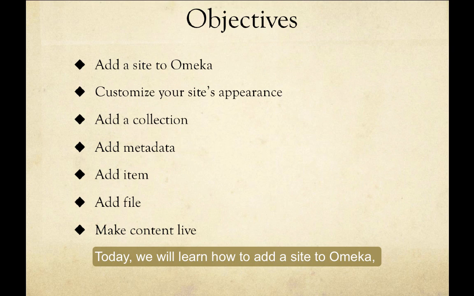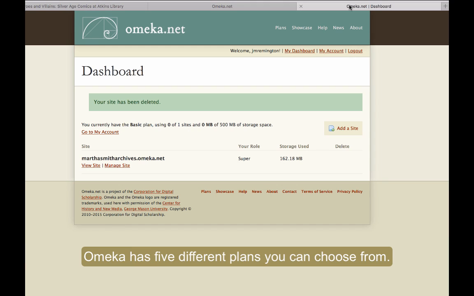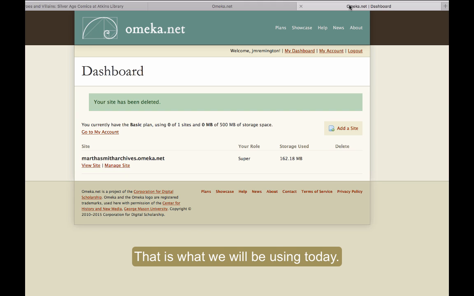Today we will learn how to add a site to Omeka, customize your site's appearance, add a collection, add metadata, add an item, add a file, and make your content live. Omeka has 5 different plans you can choose from. The basic plan is free and provides plenty of usability, 500 megabytes of storage, and the use of Google Analytics. That is what we will be using today.